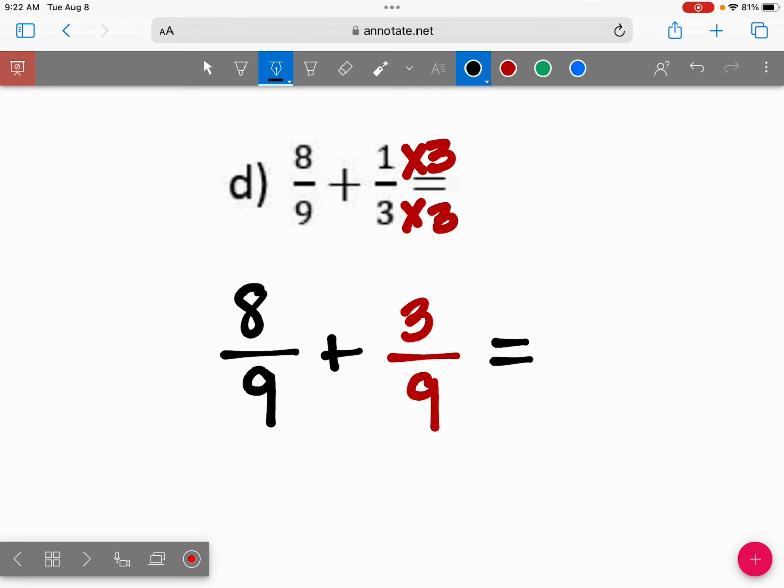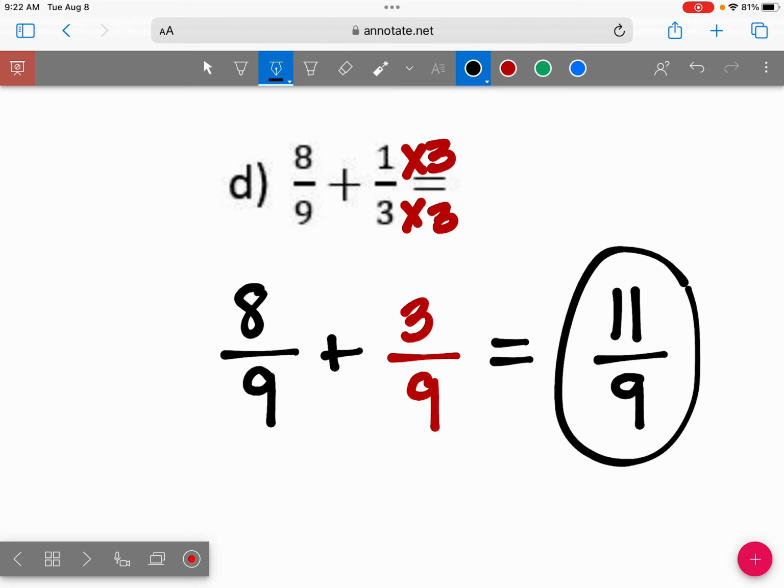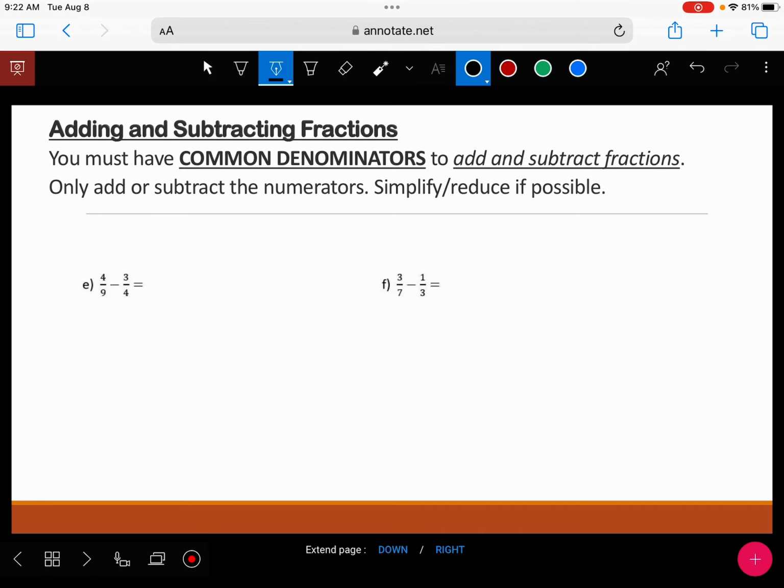Now we have a common denominator. My final answer is 11/9. So in order to add or subtract fractions, sometimes we have to multiply one fraction. Sometimes we don't have to multiply any of the fractions. When we look at the last two examples, we actually have to multiply them both.